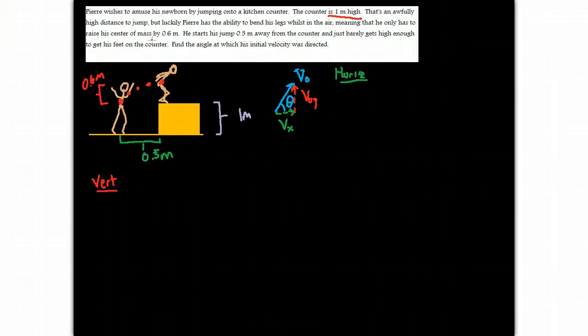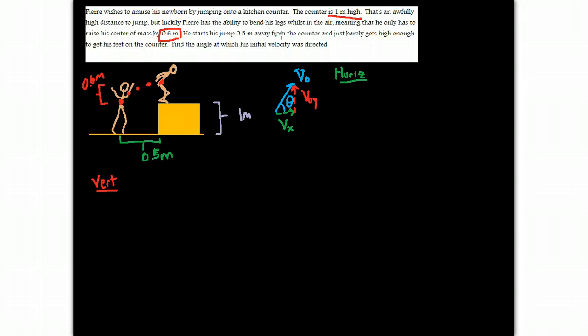But because he, first of all, has some height, and he's able to bend his legs and so forth, he's able to actually get onto the 1 meter high counter by simply raising his center of mass by 0.6 meters. And that's what I illustrated here with this 0.6 meters. And then you're also told that he's 0.5 meters away from the counter. So he's moving 0.5 meters forward and 0.6 meters up.